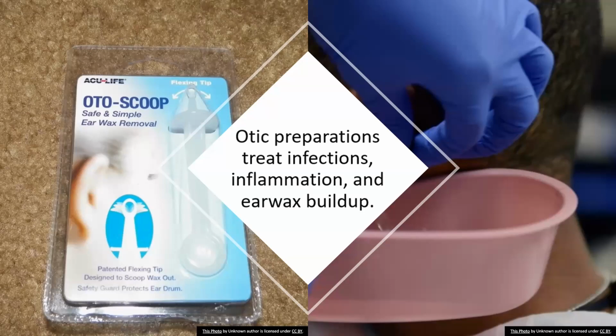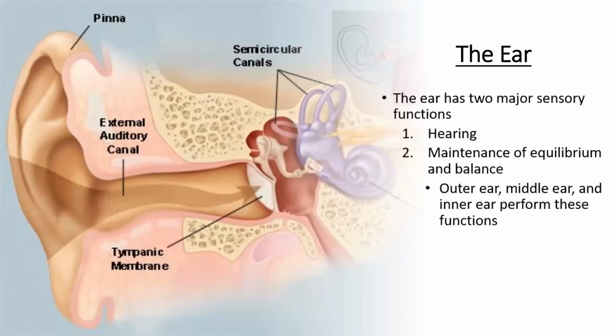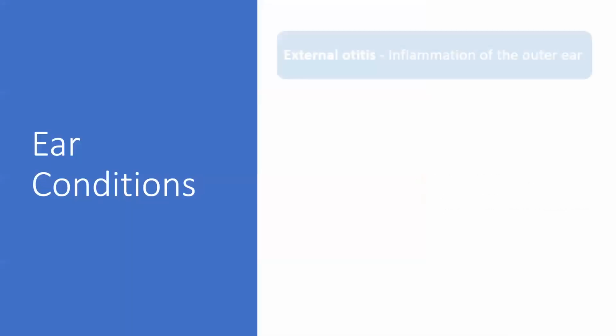We're going to talk about the ear a bit. Otic preparations treat infections, inflammations, and earwax buildup. So this is a little structure of the ear and what it looks like. It has two major sensory functions. One is hearing and the other is maintenance of equilibrium and balance. So it includes the outer ear, middle ear, and inner ear. They all perform these functions.